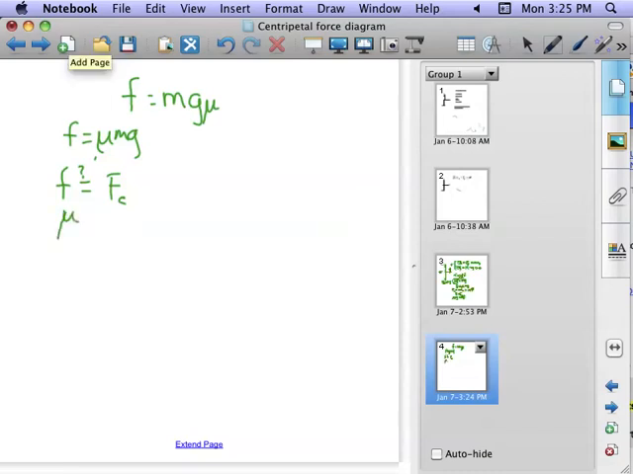Mu, we're substituting now, mg, if that is equal to mv squared over r. Now you'll notice that the m's will cancel out, and we will have this.